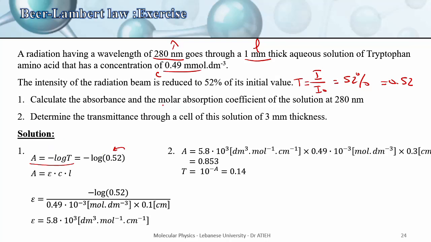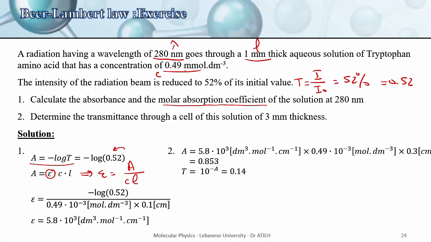We are searching now for the molar absorption coefficient, or the molar absorptivity, epsilon. And how to find it? Using Beer's law. A equals epsilon CL. We are searching for epsilon, so epsilon equals A over CL. A is already calculated previously, it's minus log 0.52.